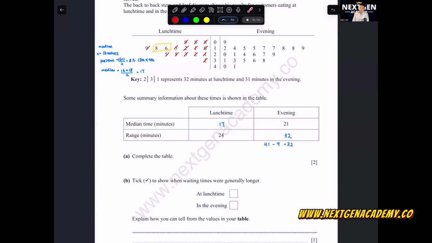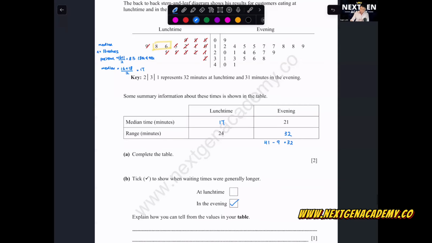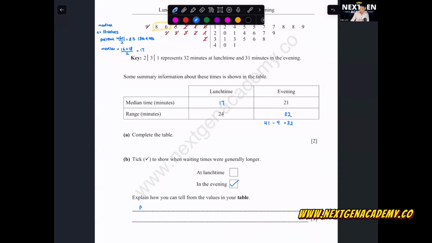Because even though the range is bigger, what if in the evening the fastest time is very, very small? But that's not the case over here. So what we can say is that in the evening it is longer. You can just write both range, but I think the median one will be more accurate. Both median and range time for evening is greater. But if you can choose one only, I would choose just median.